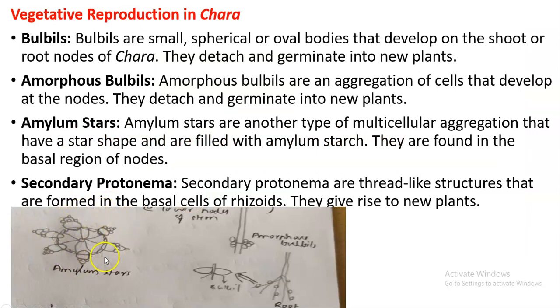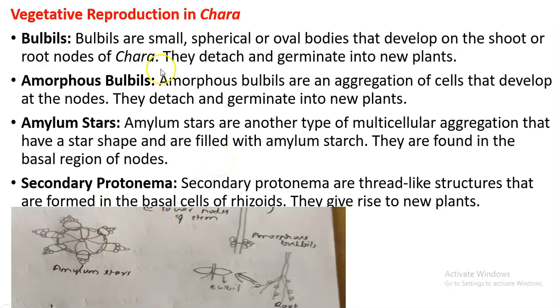This star-like formation is a multicellular body, an aggregation of multiple cells. It is aggregated in a star shape, and its entire body will be filled with starch. That's why it is called amylum star. Star because its shape is a star. It's a vegetative reproductive structure. It will germinate into a new thallus of Chara. So it is called a star, and since it has deposition of amylum as the storage food reserve material, it is called amylum star. So that is one thing.